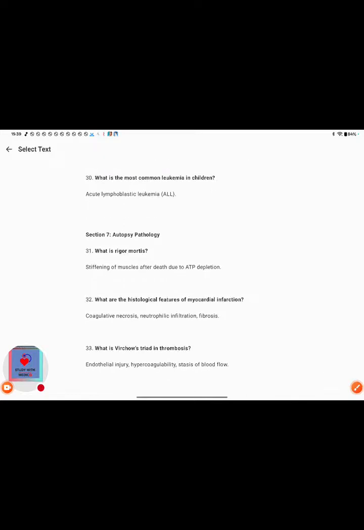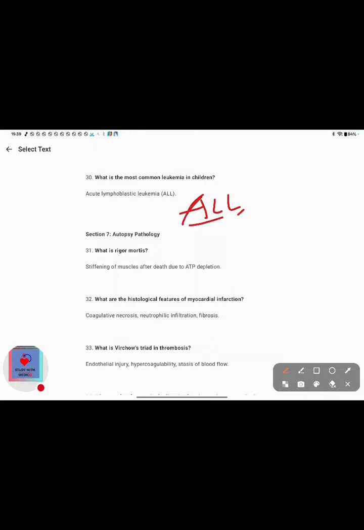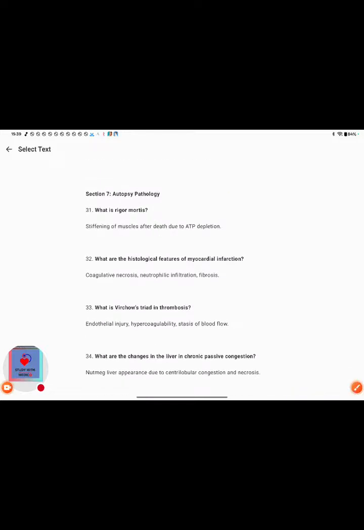What is the most common leukemia in children? ALL, acute lymphoblastic leukemia. How to remember this? Small kids are like, they want everything. They want everything, so ALL. For small children, ALL, acute lymphoblastic leukemia.